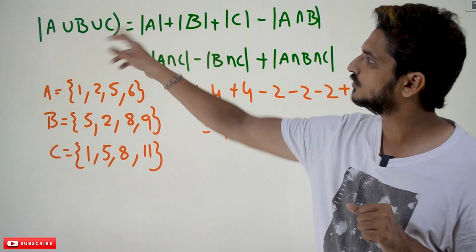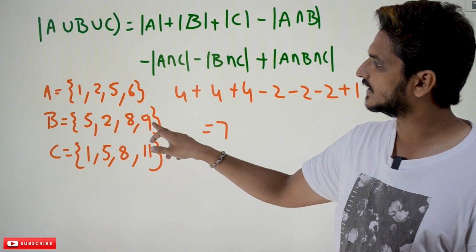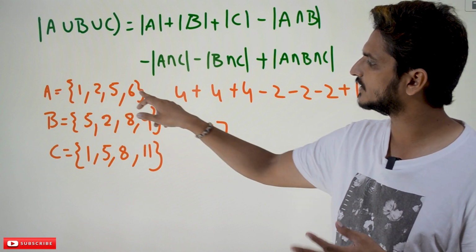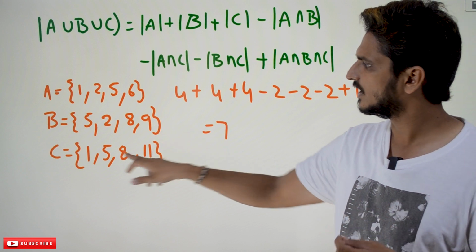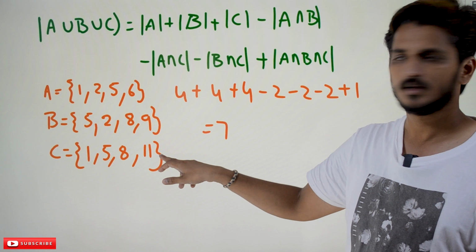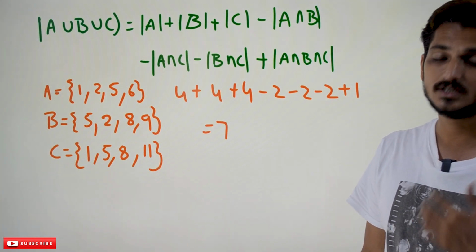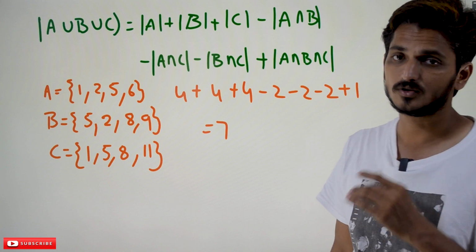So A union B union C is given as 1, 2, 5, 6. 2, 5 is common, so 8, 9. Total how many elements are there? 1, 2, 5, 6, 8, 9, that is 6 elements. 1, 5, 8 are already counted, so add 11. So total 7 elements. So this is what the principle of inclusion and exclusion says.